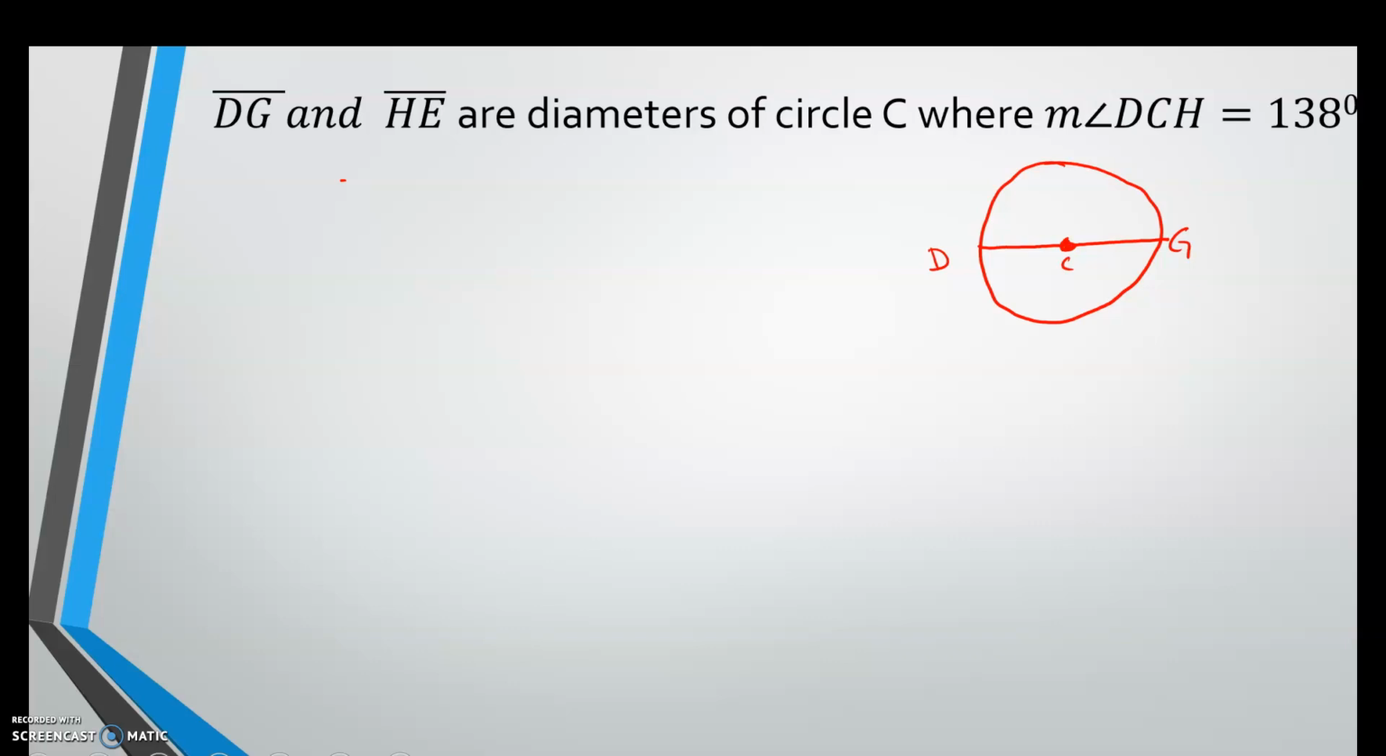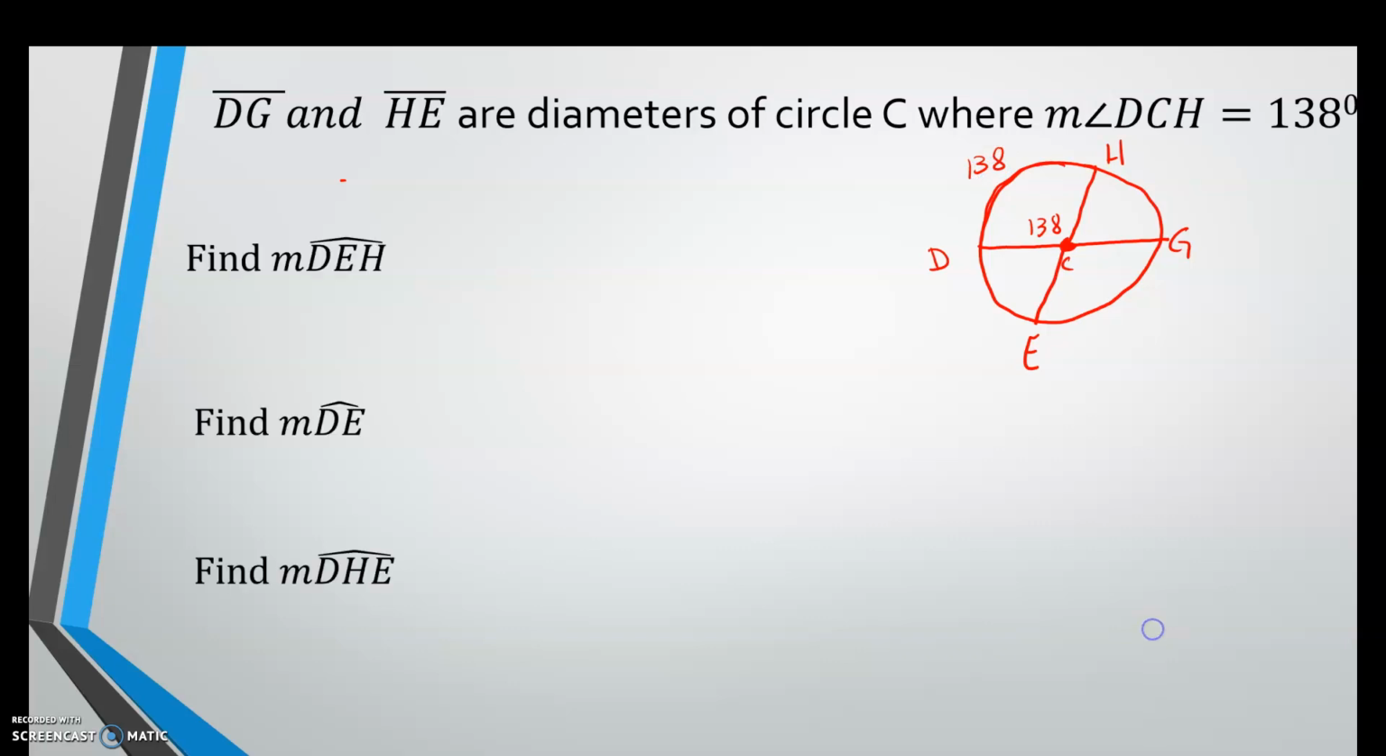And then I have another diameter HE. So I'm just going to cross this somewhere. And it's just a sketch. It's totally fine if your measurements don't come out right. You have HE. They're telling you that your angle of DCH, this angle right here, is 138 degrees, which means this arc here is also going to be 138. So I was able to make my picture.